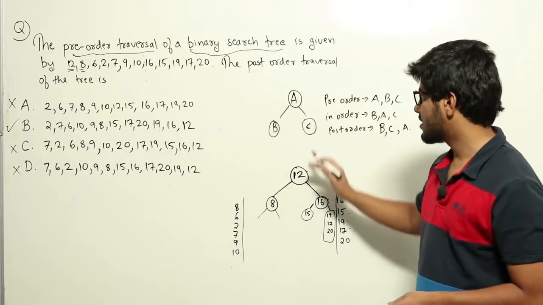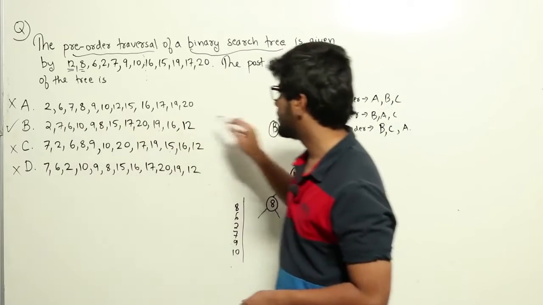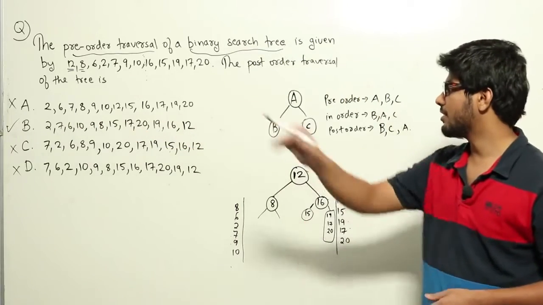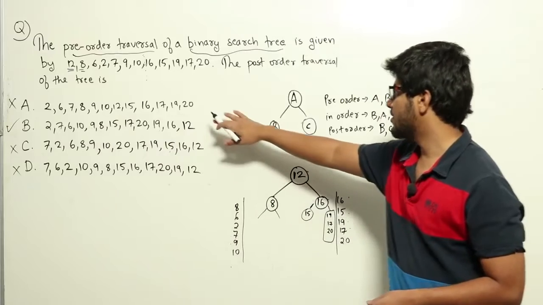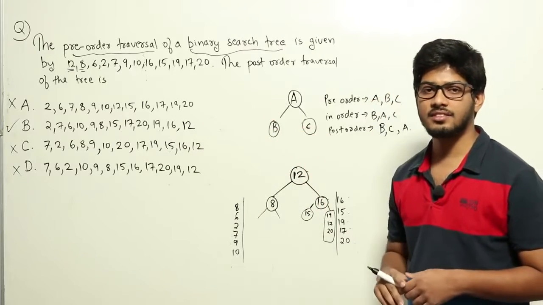So you can try constructing the tree in a similar manner and then verify that this itself will be the full thing given. But during GATE you don't need to do it for the entire thing. Only once you eliminate three options you can give that B is the right answer. B is the answer here.